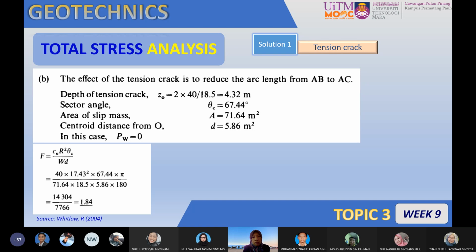And the next one, you need to calculate the effect of tension crack empty of water. As I explained just now, the sector angle is reduced to 67.44, and the area of the soil mass is reduced, and the centroid distance from the O is also reduced. Thus, the calculated FOS, as you see here, is around 1.84.